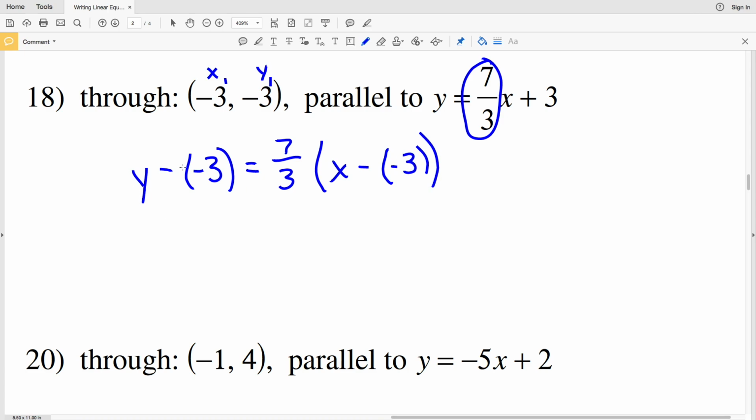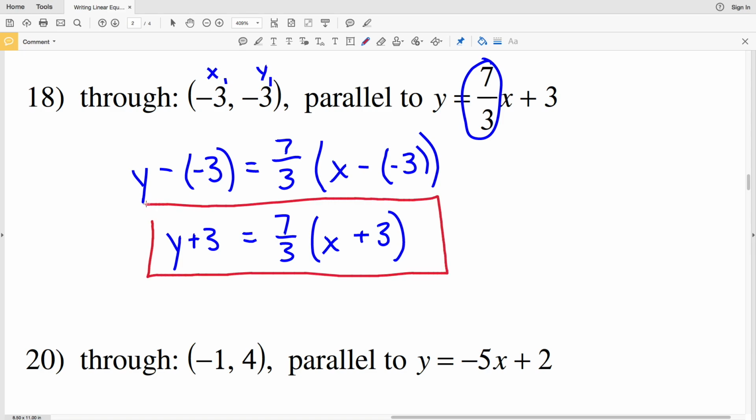And let's go ahead and clean this up. When you subtract a negative, you're adding a positive. So that's going to be y plus 3 equals 7/3 times x plus 3. And that's the solution in number 18.